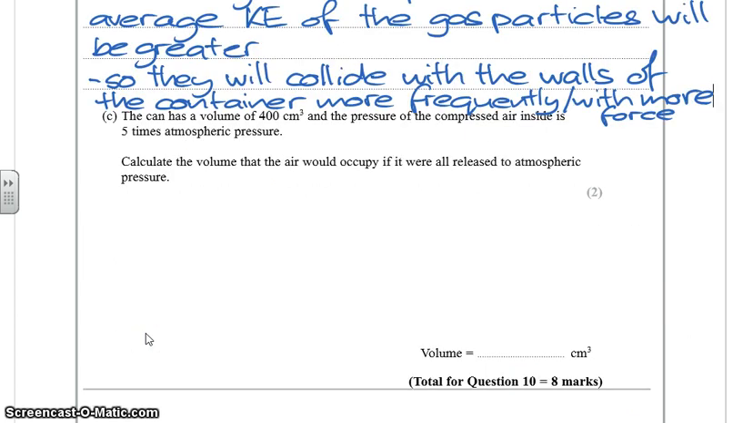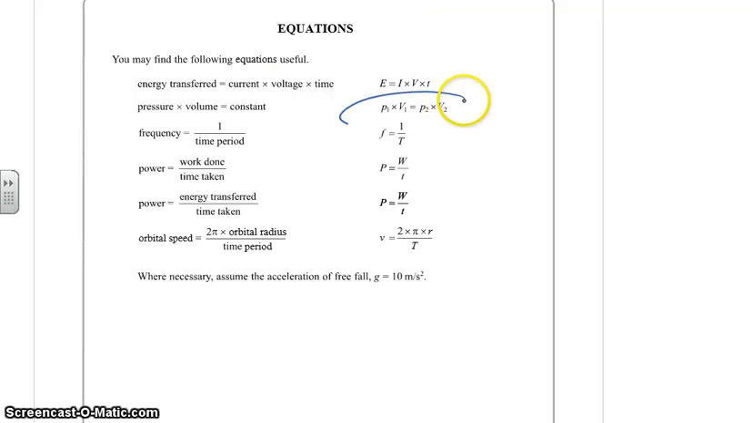For part C, it's asking us about the volume and the pressure, and it's asking us to calculate the new volume. So we need a formula that links pressure and volume together. Hopefully you can remember what it is, but if you can't, this is actually one of the ones that's given at the front of the exam paper. So you turn to the front of the exam paper. There we go, that's the equation that we're after.